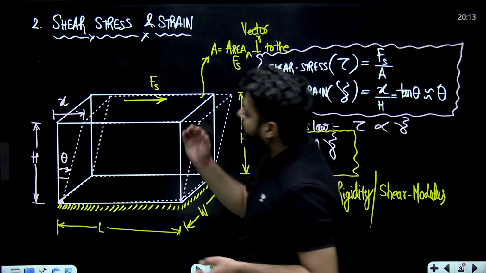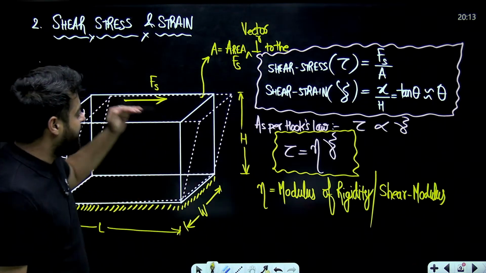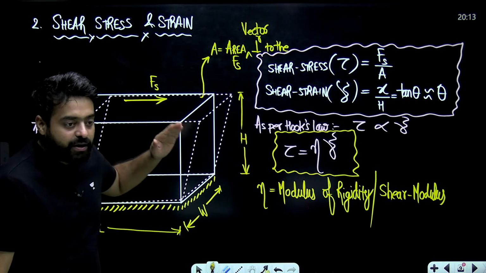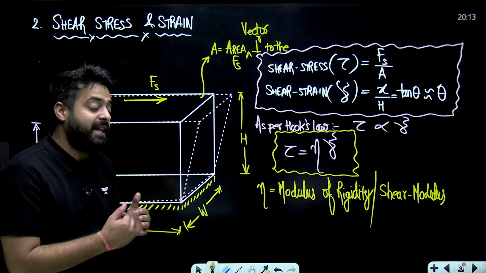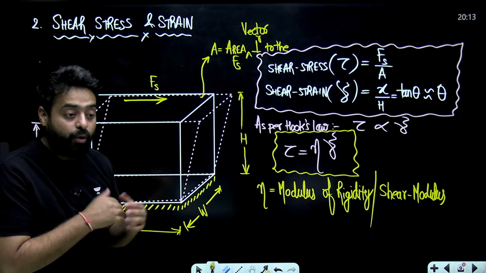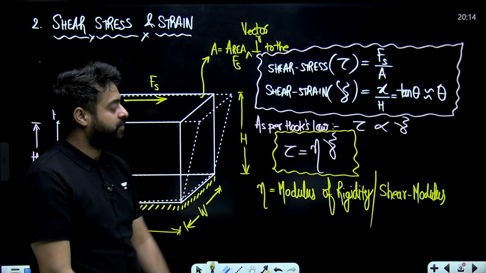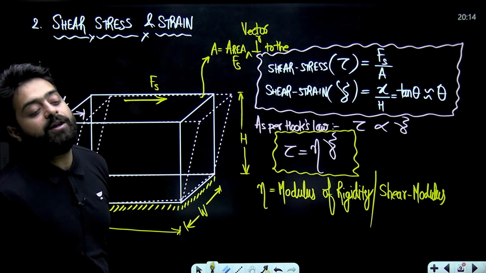If you apply any force on the top level of a solid material, it actually gets deformed. When it gets deformed, it is a less rigid body. If you want a more rigid body, it should not get deformed. The deformation should be almost 0.